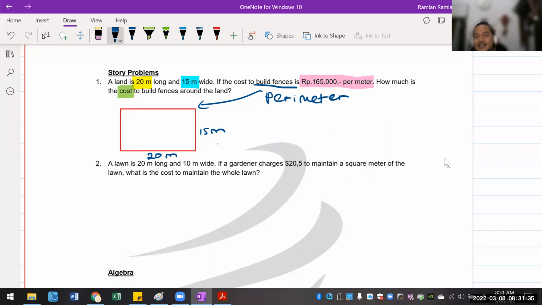Okay, so that's the second thing that we have from the question. It's very important for us to analyze what the question means. So I said the cost to build fences. Oh, perimeter. We want to build fences over here, right? And then per meter, the cost is this amount of money. That's the cost. But which means that we need to find the perimeter first, right?